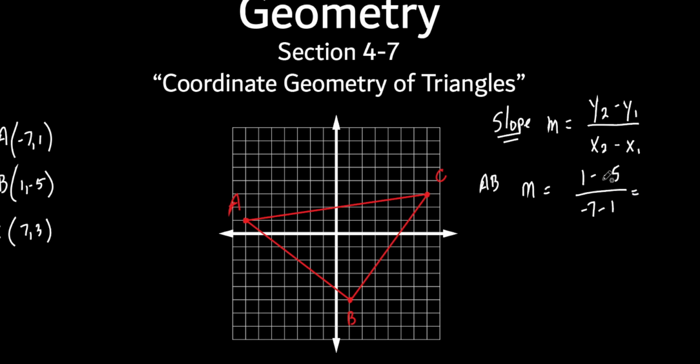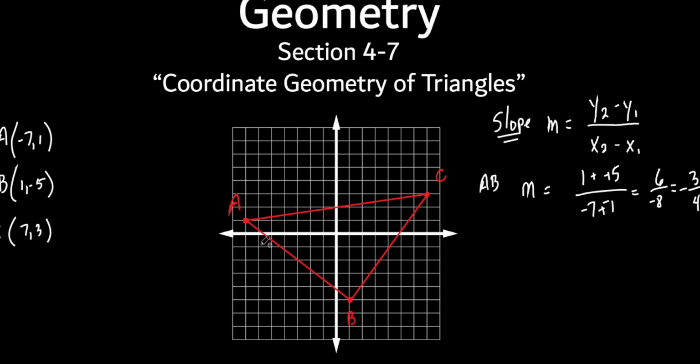Let's see what that is. What's 1 minus a negative? Minus a negative is plus. 1 plus 5 is 6. This is add the opposite. That's -8. Reduce it. What does that reduce to? 3/4, but it's negative, right? So put a negative.